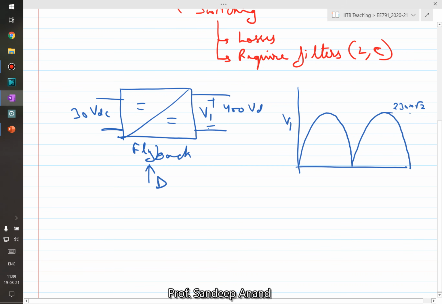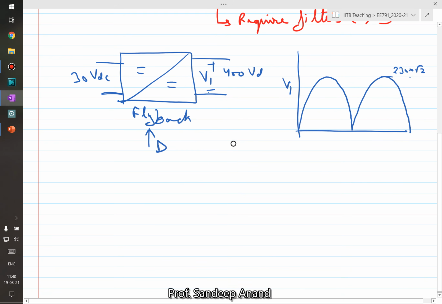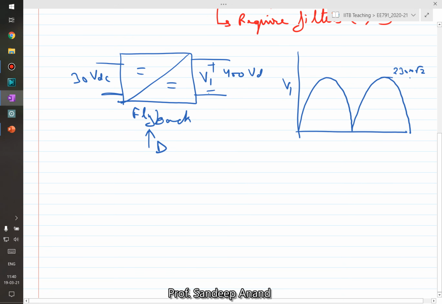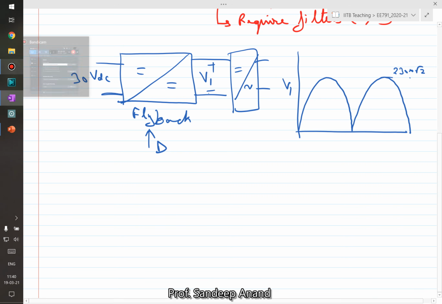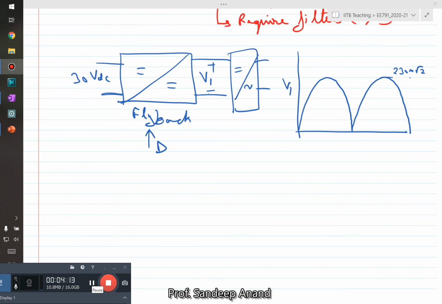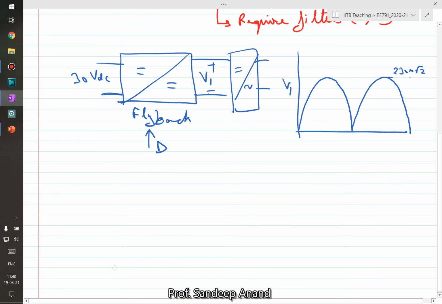If I generate this kind of output voltage waveform instead of a 400 volt DC, then in the next stage, what do I need to do? In the next stage, which is the inverter stage, I don't need to do any switching. The only thing I need to do is unfolding of this waveform. So the inverter in that case only does the job of unfolding. How does it unfold?